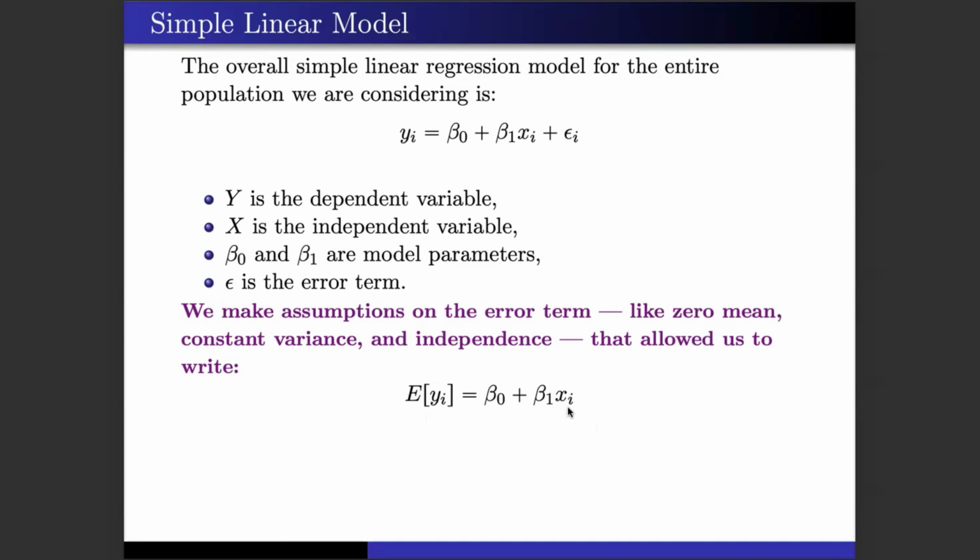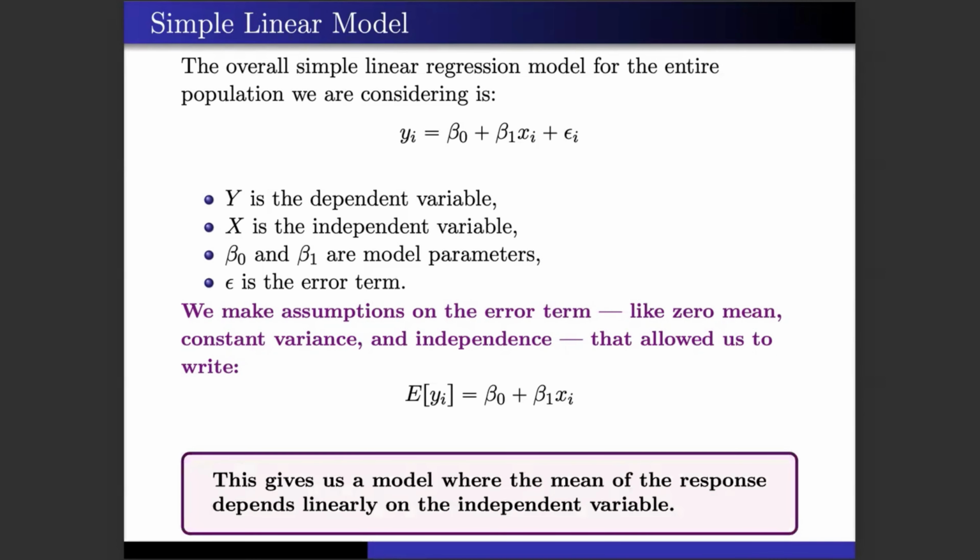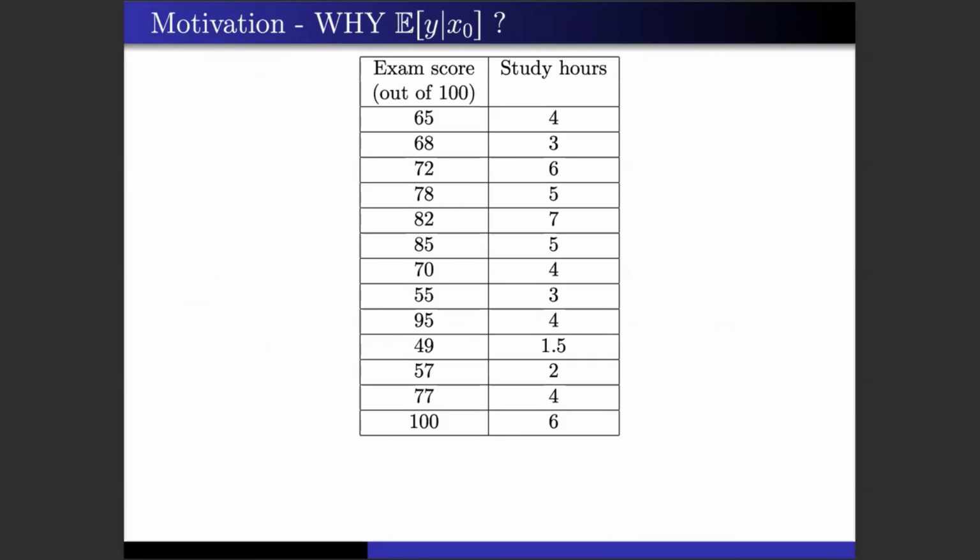So we have the expectation of y_i equals beta naught plus beta 1 x_i. This gives us a model where the mean of the response depends linearly on the independent variable. And in this video, we are going to learn about an estimate of this expected value of y_i at any given point x naught. But the question is, why do we need to find this estimate?